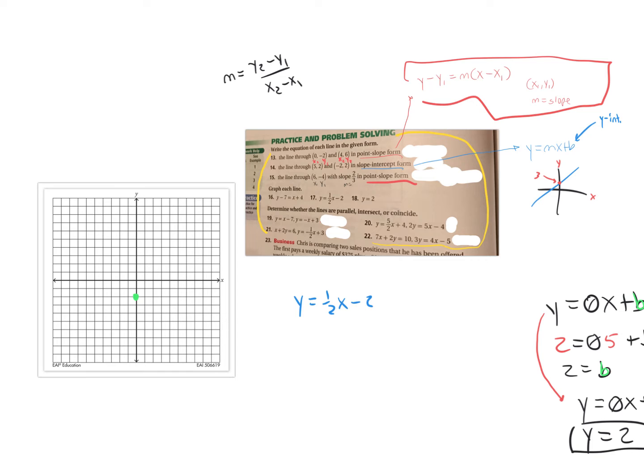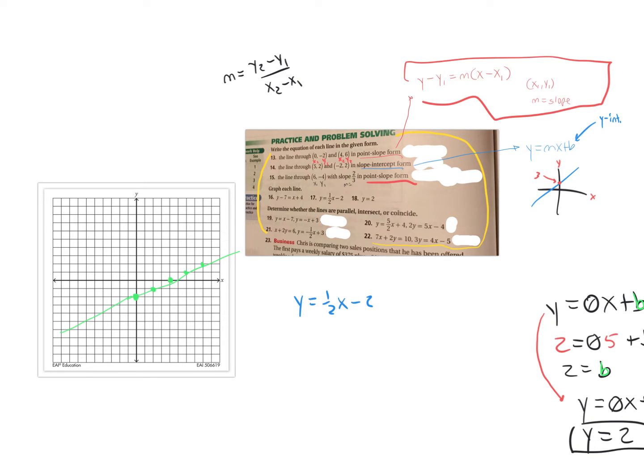Now, according to this, we have that y-intercept right here, and we're going to go up 1 to the right 2. So we're going up 1 to the right 2, and then we're going to get our next point. And then you can do it again. Up 1 to the right 2, up 1 to the right 2. And then you can just sort of draw a line through all that stuff.